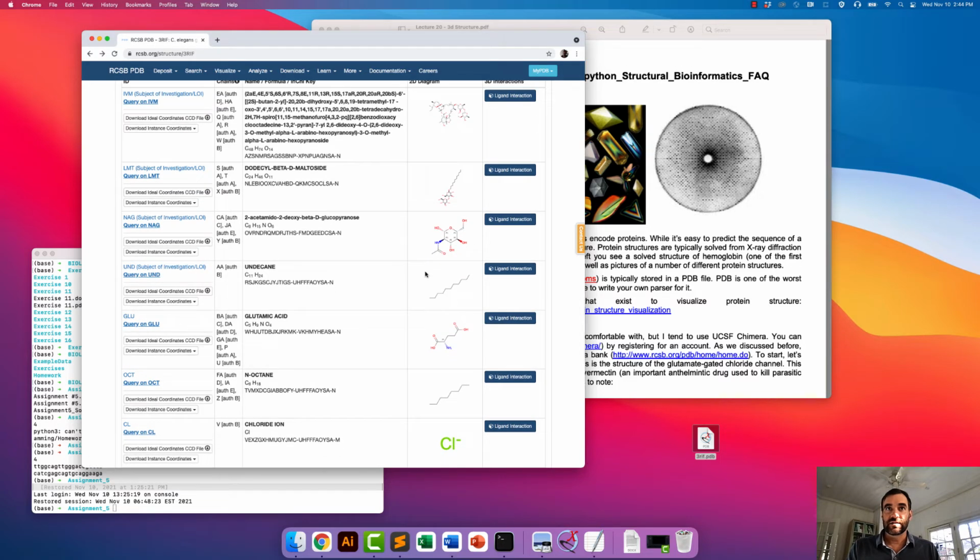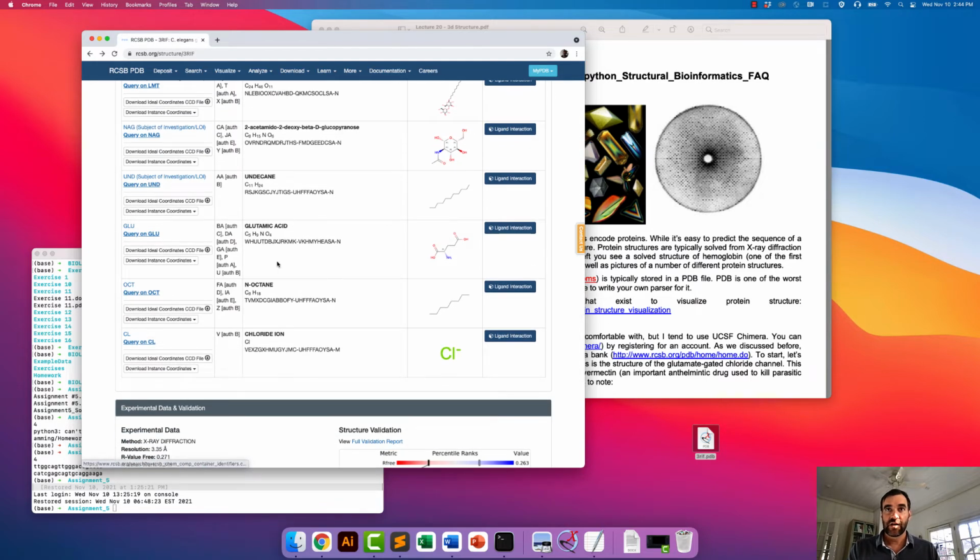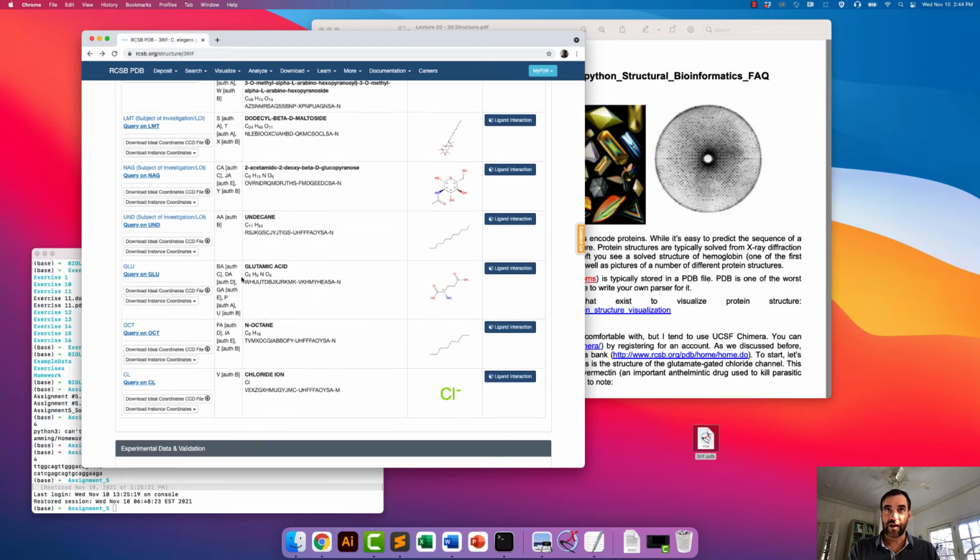These include NAG, LMT, UND, octane. So these are probably necessary for the structure of the protein. These could be like cholesterol type molecules. These are kind of fatty acid type molecules that somehow probably bind to the crystal protein. Typically I ignore these when I'm looking at that.